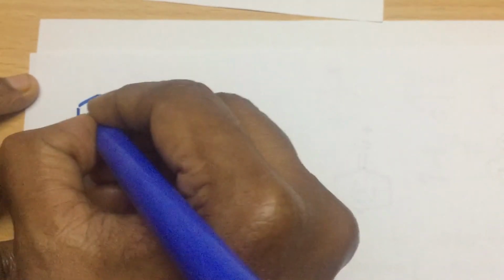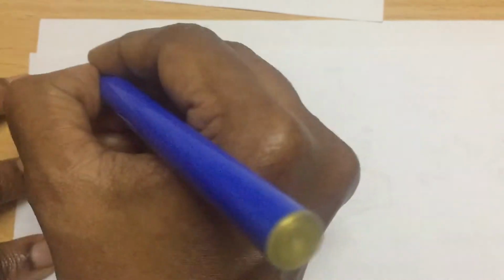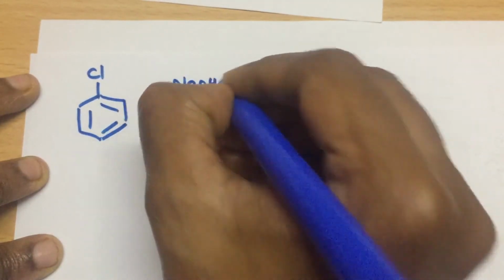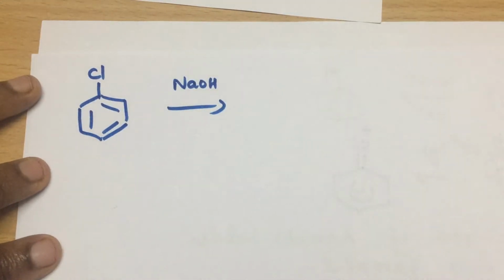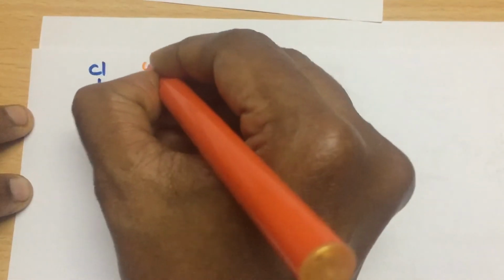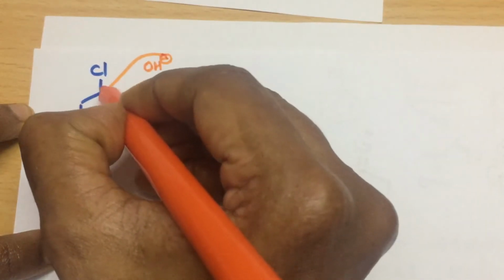So what mechanism has taken place? Based on the mechanism, we will think, okay, what kind of group will favor the mechanism and what kind of group will favor the reaction. So when you treat with sodium hydroxide, what happens? Sodium hydroxide will come along with the new electrons and it will approach here.